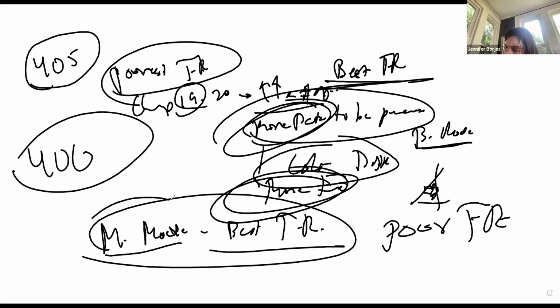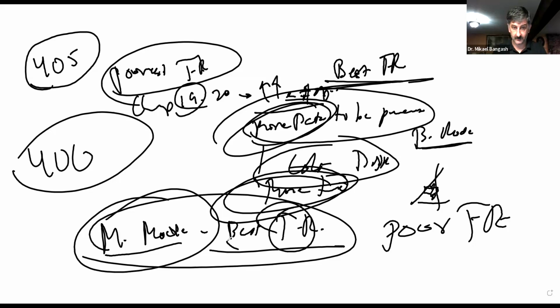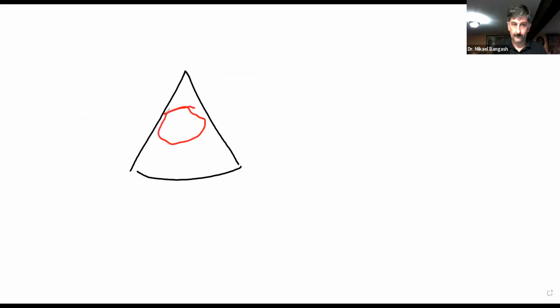So the whole point of creating M mode is that you want to get the best temporal resolution. How did we get that? Mainly because whatever structure you're scanning means change in span of time. Your M mode just used one pulse to record the movement over time.